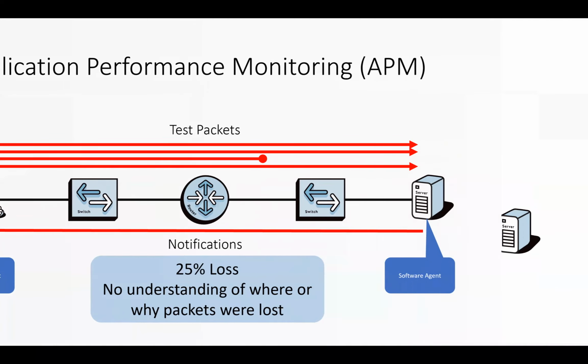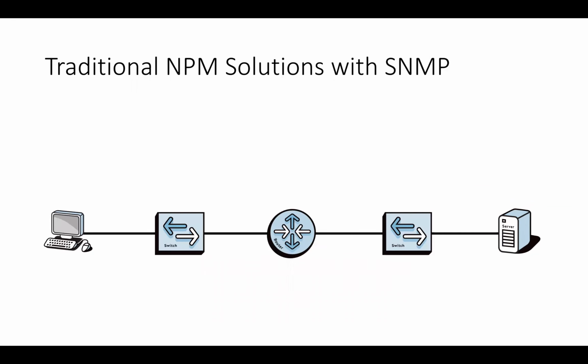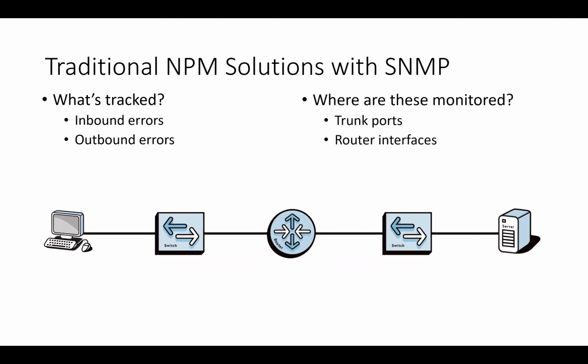So the third method is traditional NPM solutions using SNMP. So you end up having inbound errors and outbound errors tracked on various interfaces in your environment. And typically it's just trunk ports, router interfaces. So it's a small handful of interfaces that this information is tracked on. You end up sending the packet, it goes through the switch, it goes through the router, it then gets dropped.